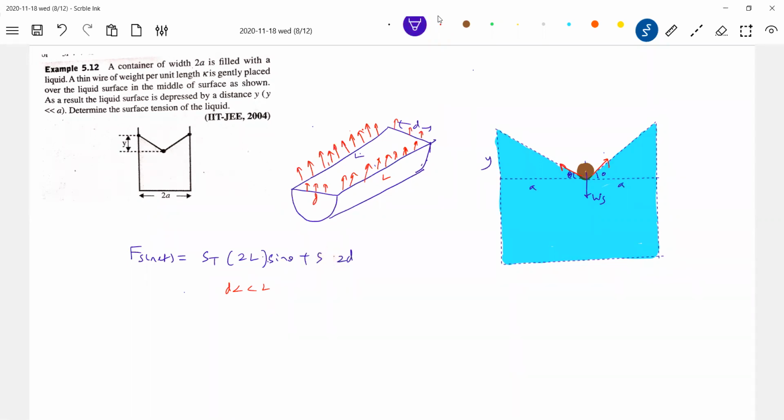Okay, fine. Now, D is very much less than L. This quantity will be negligible as it is a thin wire. So this will become 2STL sine theta. This is the net force due to surface tension. After this, theta we don't know. So what is sine theta? Sine theta I can write as y by root of y square plus a square.